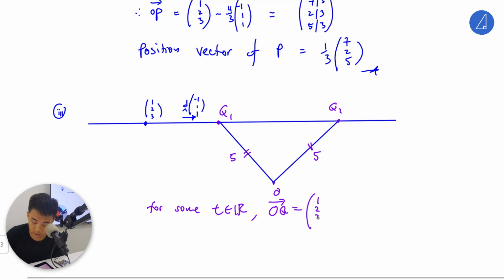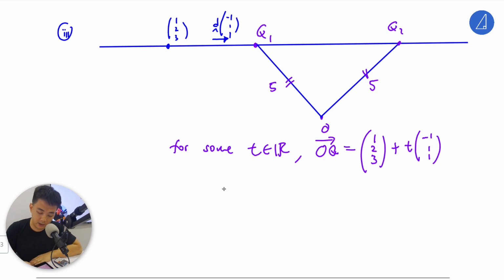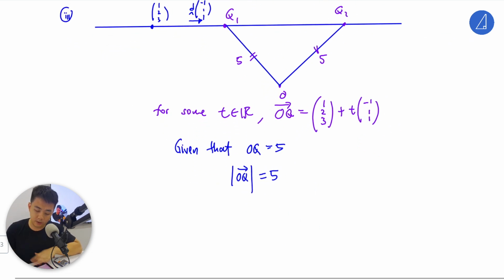1, 2, 3. Okay, that's it. Basically, since OQ is given as 5, this will tell you that the modulus of OQ is equal to 5. Then you just solve it.